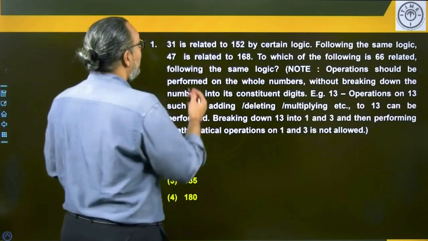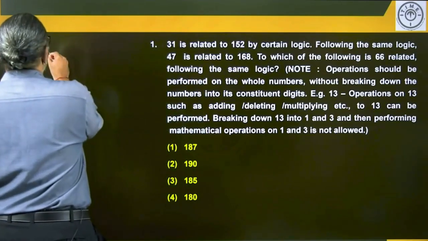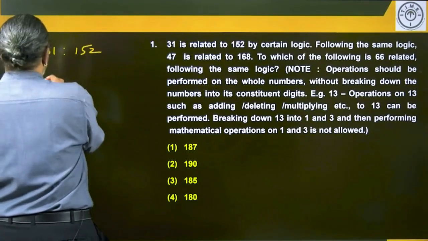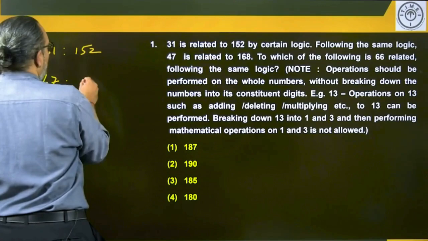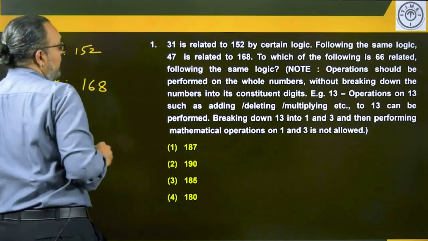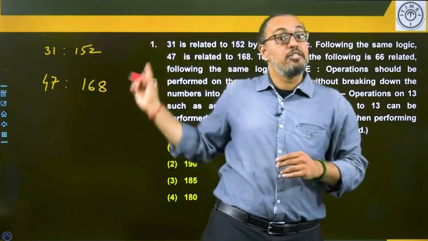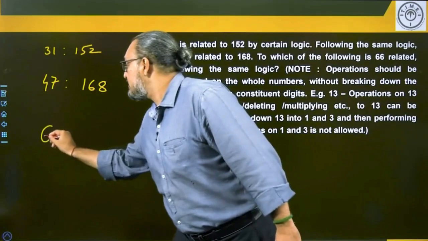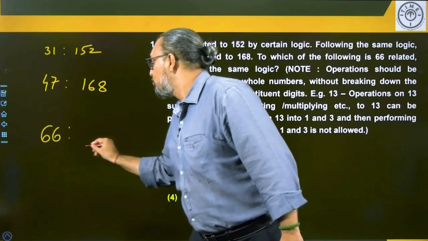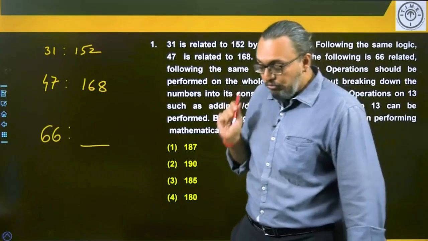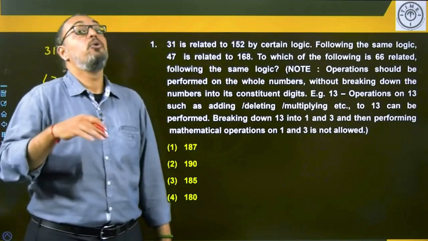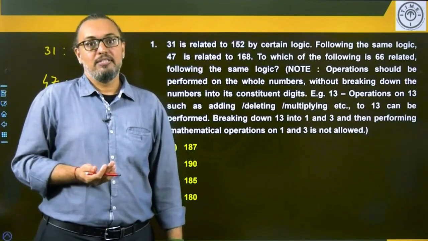Okay. So, now how is 31 related to 152 in the same way as 47 is related to 168? Now, I need to find a logic that satisfies these two, so that my question is, to which of the following is 66 related? Now, when we have analogies, we always have to keep options in our mind for looking at the mathematical operators that we need to look at.